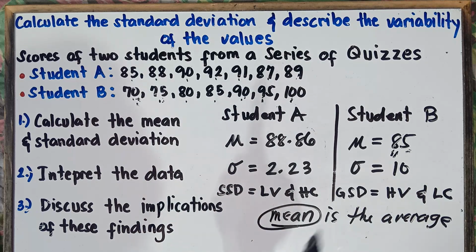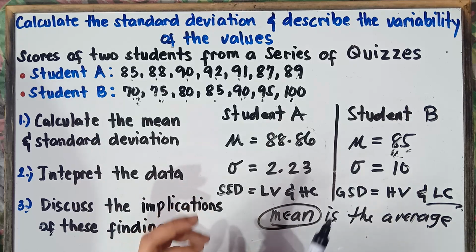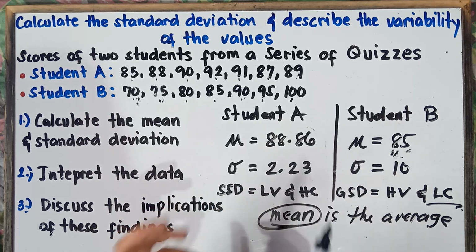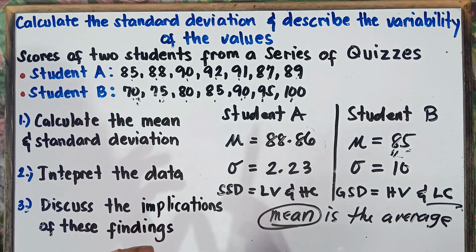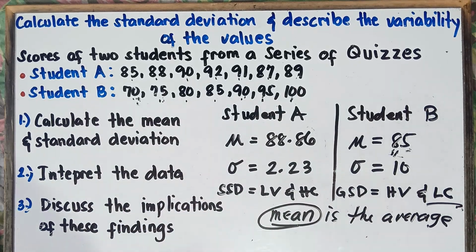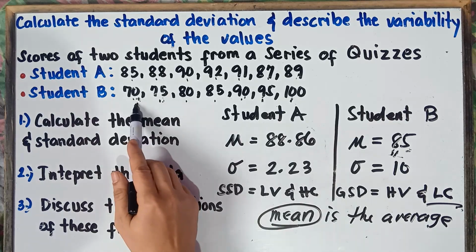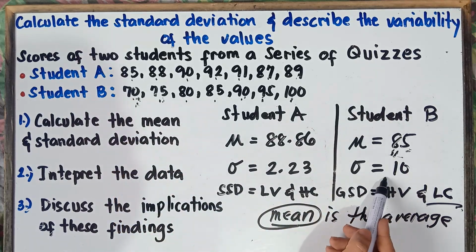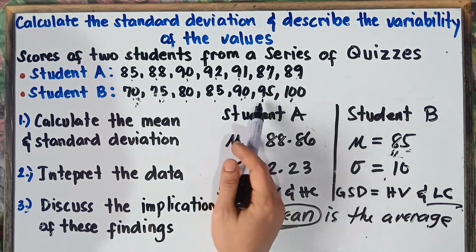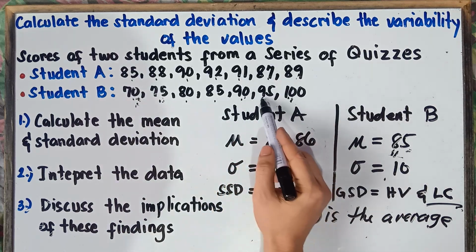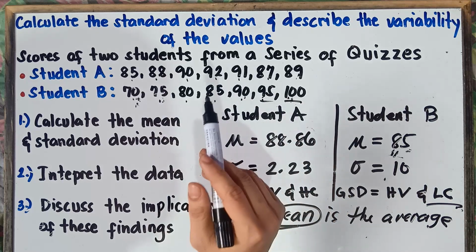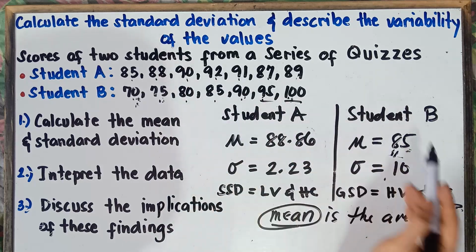Therefore, class, we have low consistency. We can say that the performance of student B changes a lot from time to time because there are some scores of student B below the average score and some scores above the average score. 95 and 100 would be above the average score because the average score is just 85.